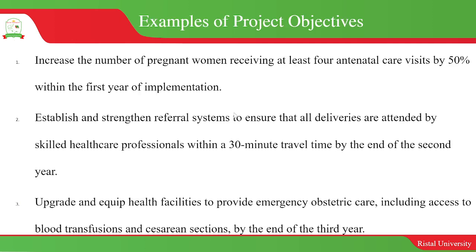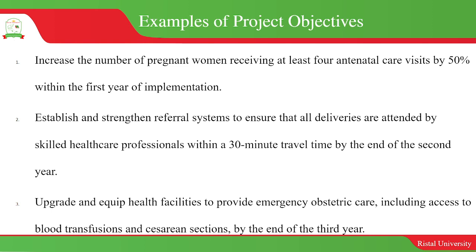So the examples of project objectives are here. Increase the number of pregnant women receiving at least 4 antenatal care visits by 50% within the first 1 year of implementation. You can see the time frame there. Establish and strengthen referral systems to ensure that all deliveries are attended by skilled healthcare professionals within 30 minutes travel time by the end of the second year. Okay, you can see the time bound there. And then upgrade and equip health facilities to provide emergency obstetric care, including access to blood transfusion and cesarean section by the end of the third year.